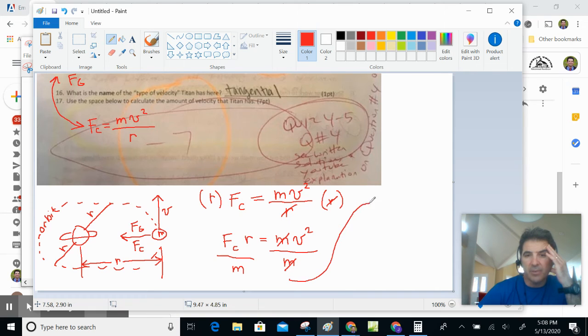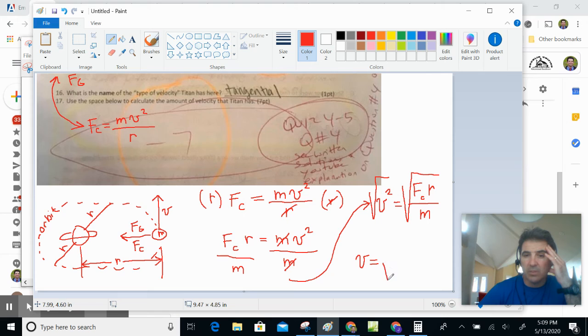And so let's continue it over here. And I'm just going to flip them around, just kind of how we usually do it. So you now have v squared equals Fc times the radius divided by the mass. And the last thing we want to do is get rid of the square. So how do I get rid of the square? I square root it. And so I'm going to square root both sides. And if I do that, square rooting gets rid of that square, and you end up with the final equation.